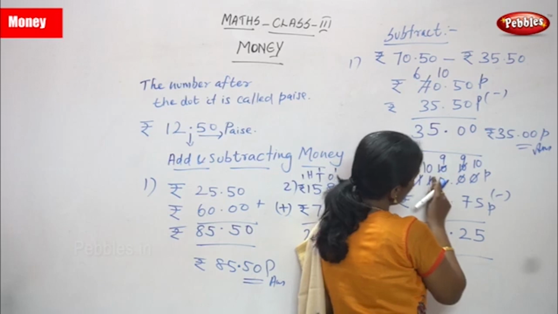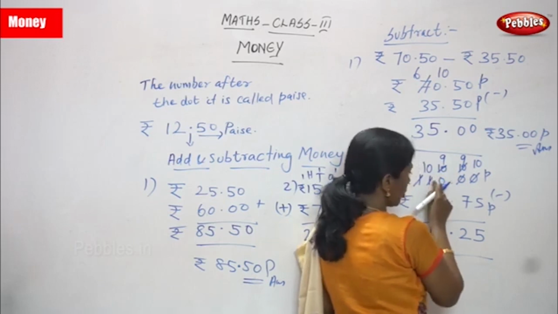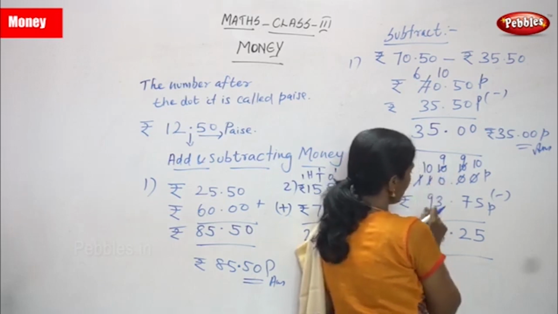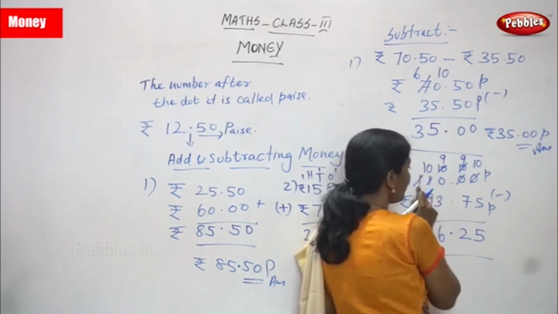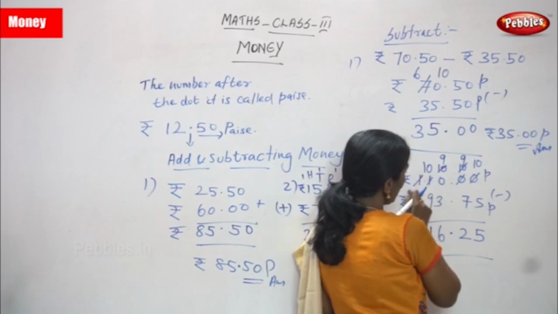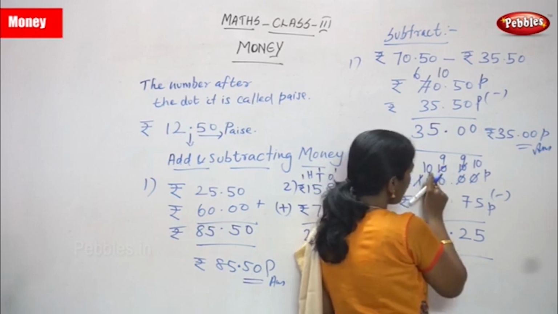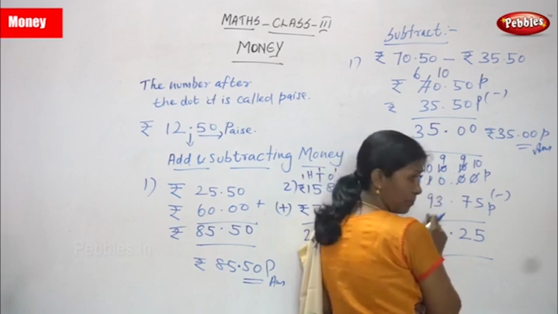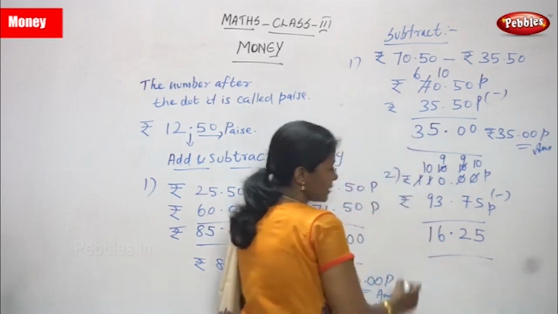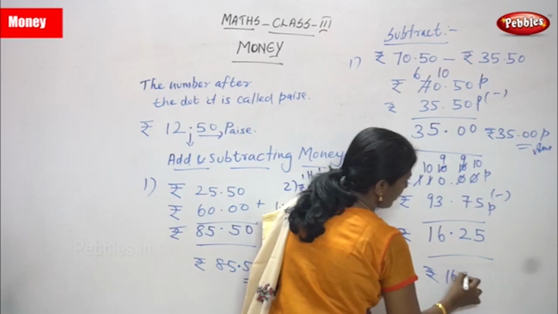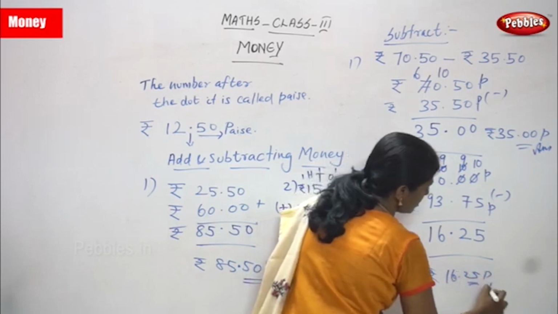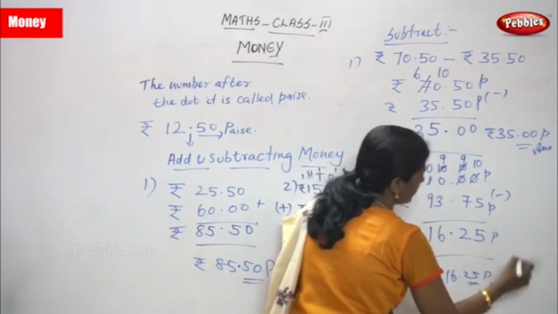Here only 0 is there, so you can't subtract 9 from 0. It's not enough to subtract. So you have to borrow from the hundreds place. This 1 becomes 0, and now this 0 becomes 10. 10 minus 9, again backward counting, the answer is 1, so 16 rupees 25 paise is the right answer for the question.